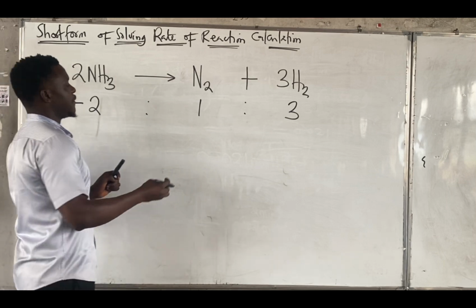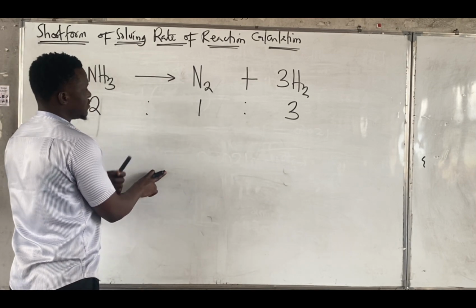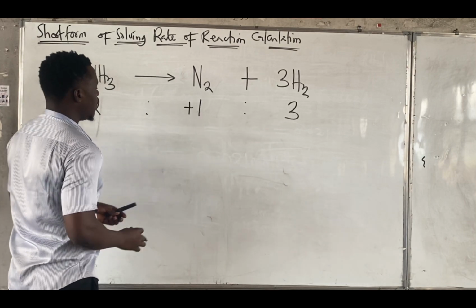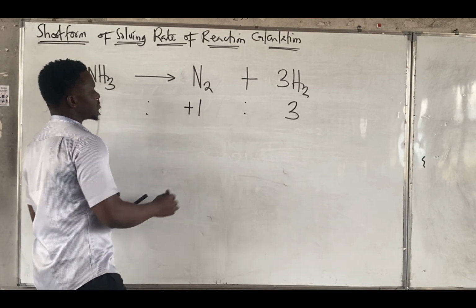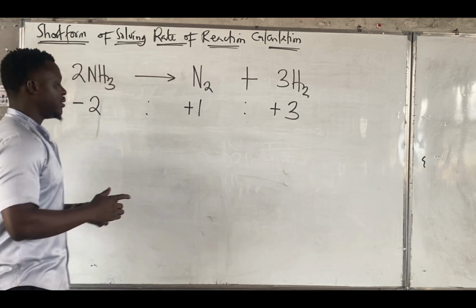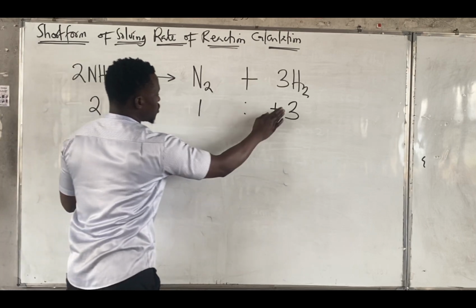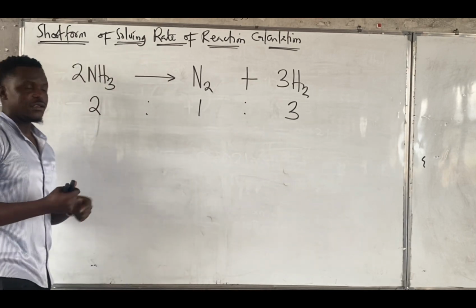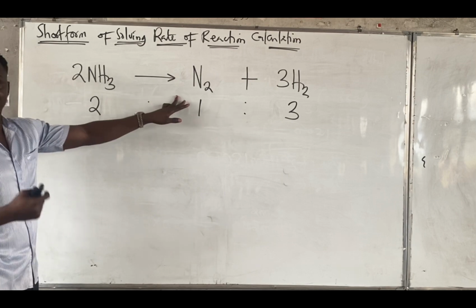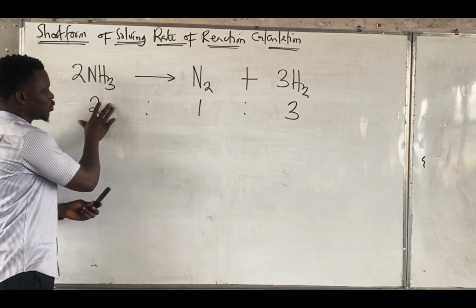Now, since ammonia is on the left hand side, we put minus here, right? And since this one is on the product side, I'll put plus. This particular one, you can decide to keep it away. Once you get your final answer, if it is for that of the reactant, you add minus in front of it. If it is that of a product, you add plus. So this is 2:1:3.